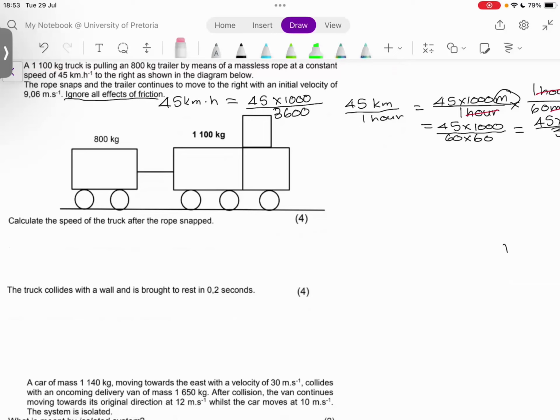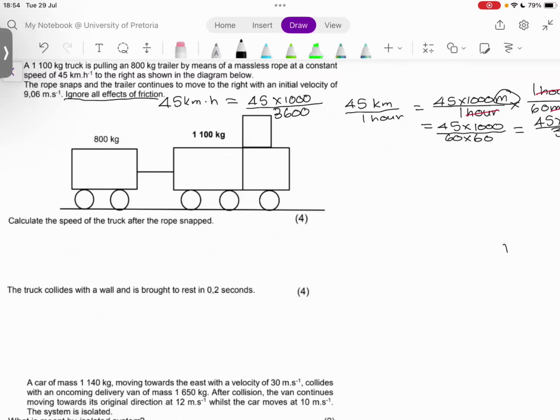A 1,100 kilogram truck is pulling an 800 kilogram trailer by means of a massless rope at a constant speed of 45 kilometers per hour to the right, as shown in the diagram below. The rope snaps and the trailer continues to move to the right with an initial velocity of 9,06 meters per second. Ignore all effects of friction.